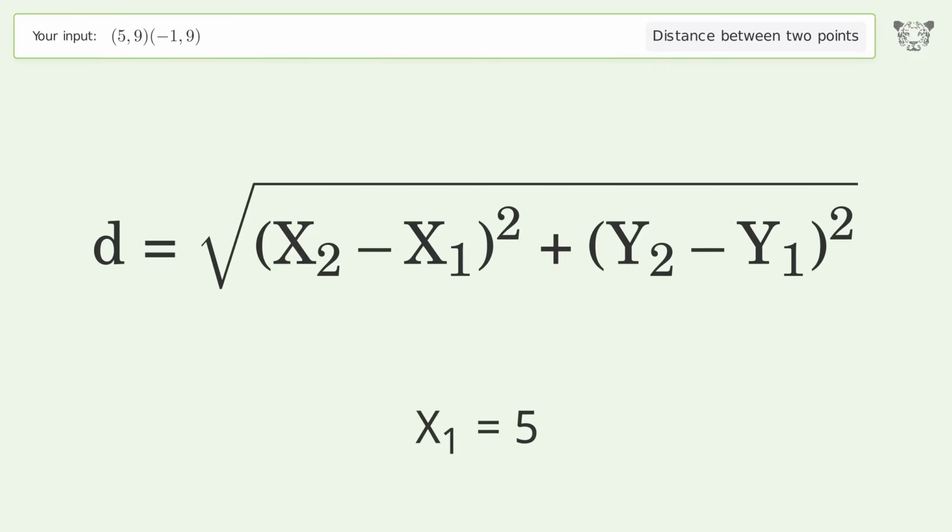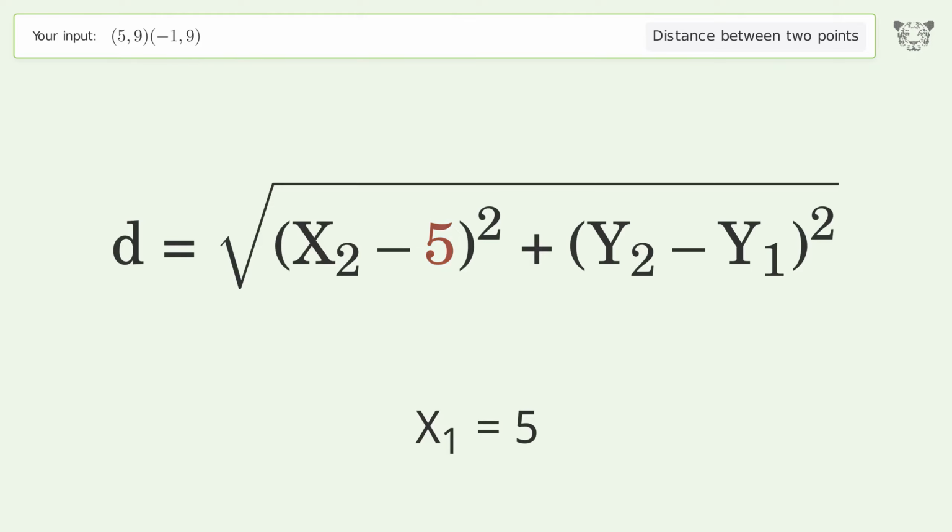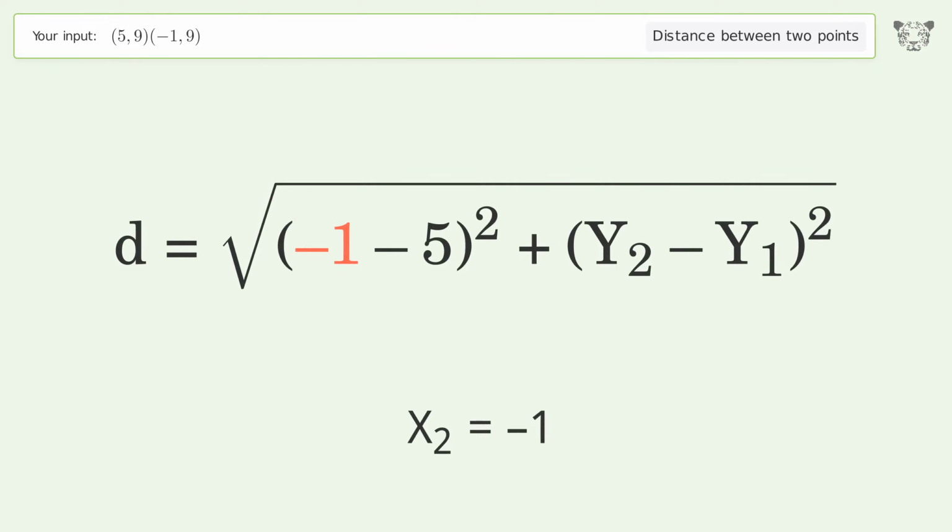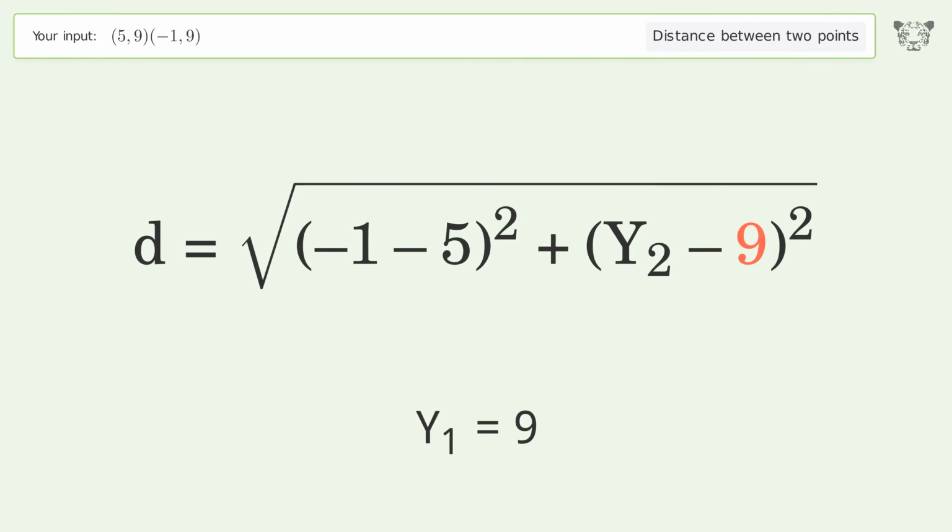x1 equals 5. x2 equals -1. y1 equals 9. y2 equals 9.